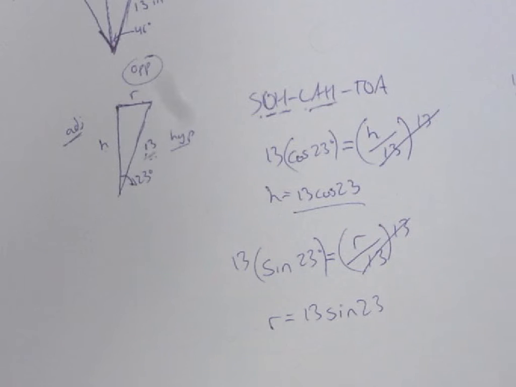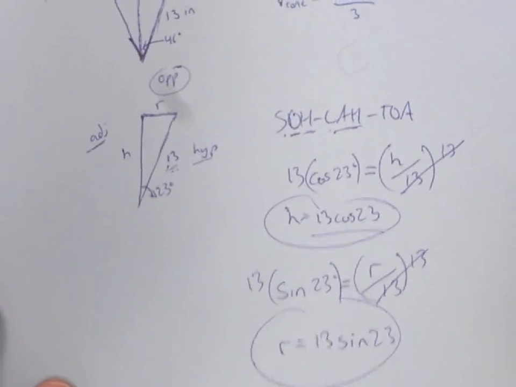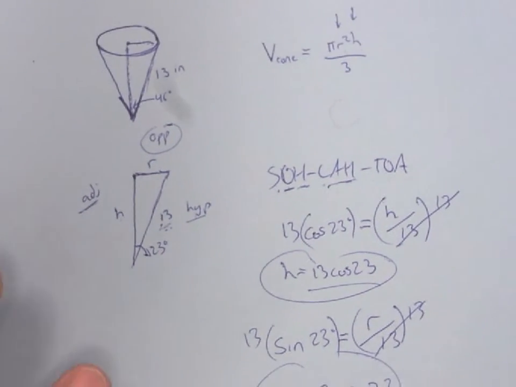Let's just leave it, and then we'll plug it all in at the same time. Okay, so notice now we have h and r. We have the two things that we need, h and r, to find the volume of this cone. So we're going to put it all together.